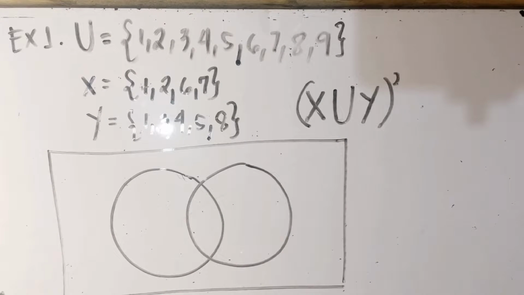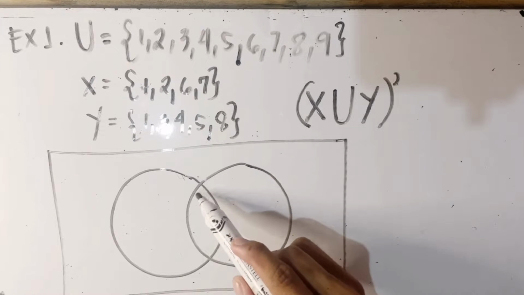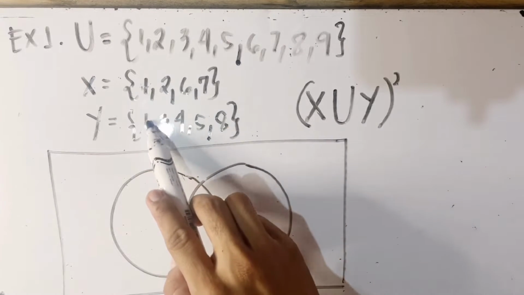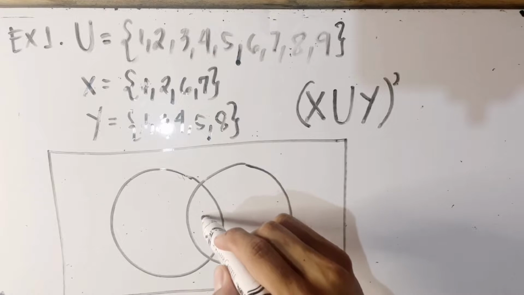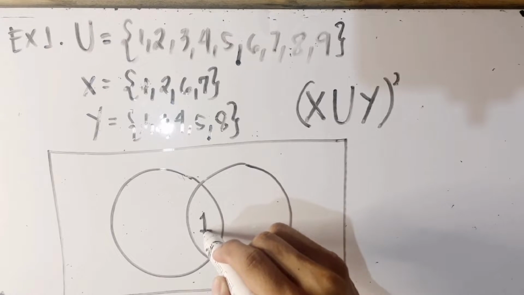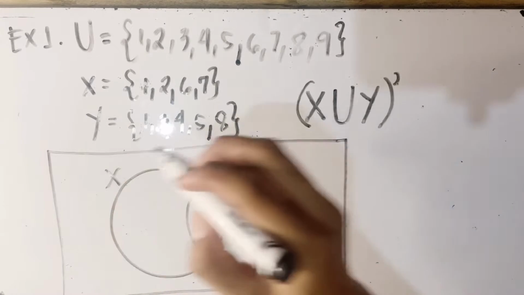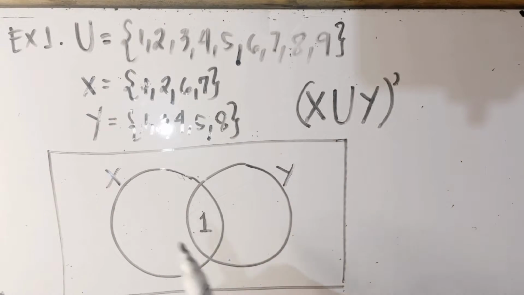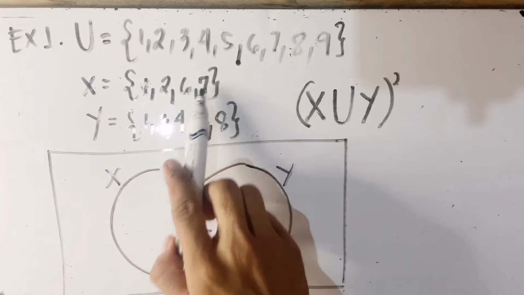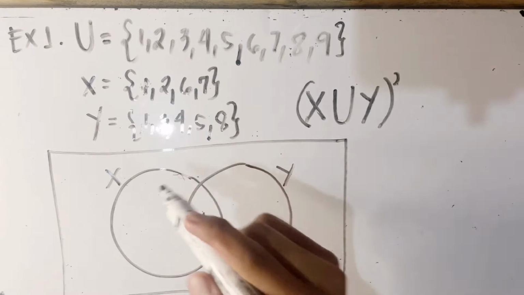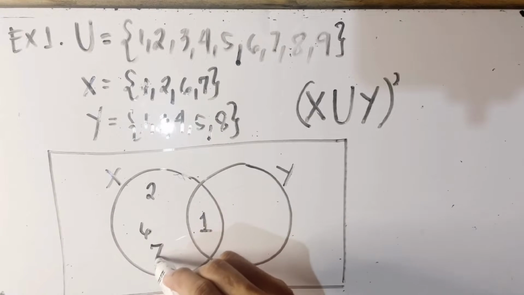Then our Venn diagram looks like this. The overlapping part is the intersection of X and Y, which is number 1 because it is repeating. Next, we will name this one as X and this one will be Y. For X, we have 1, 2, 6, 7, but in this circle we already wrote 1. So what is left is 2, 6, and 7.